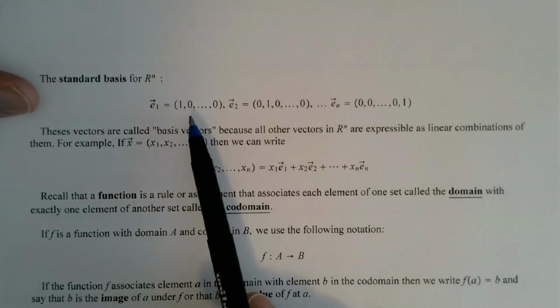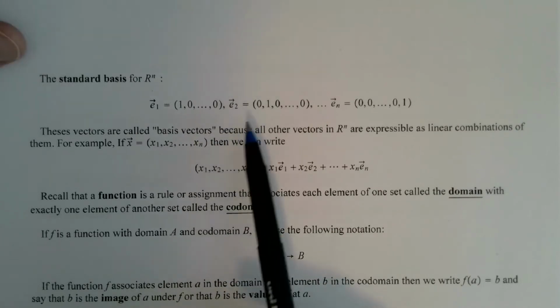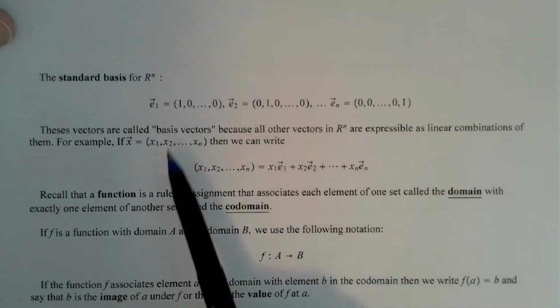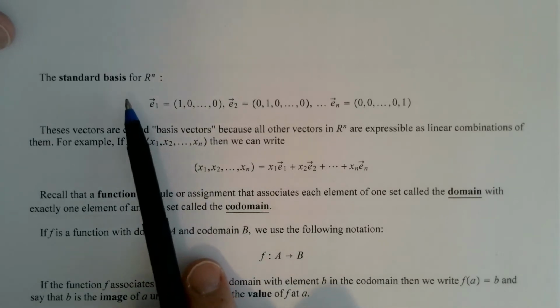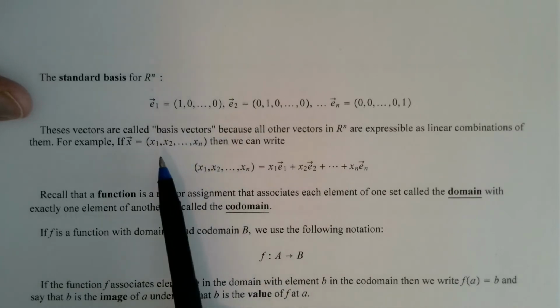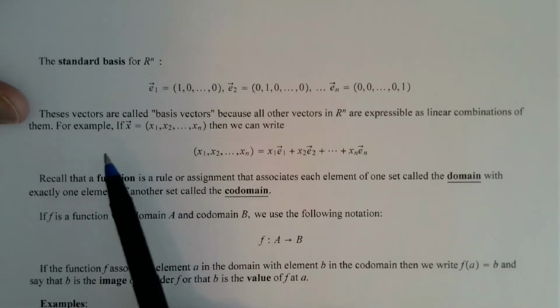Basically, I want you to think in 3-space. Some of you are familiar with the vectors we call I, J, and K. I points in the positive x-axis direction, J positive y, K positive z. That's essentially the standard basis for 3-space. This just extends it now to n-space, so it could be 4-space or higher even.